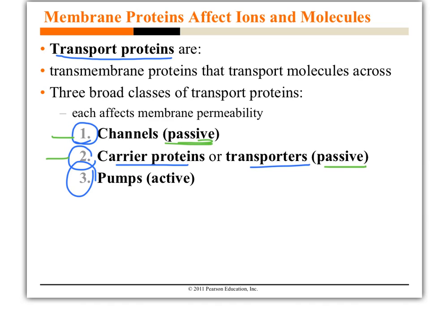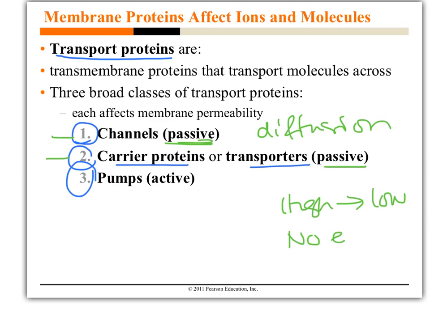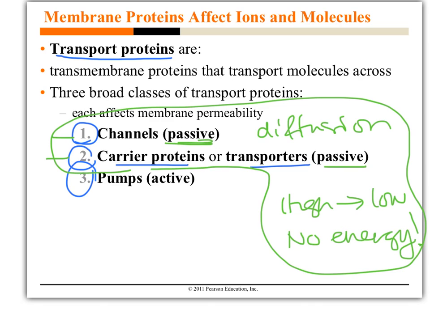So what does passive mean? Diffusion. What is diffusion? Always traveling from high to low concentrations. No energy required, right? So that is the first two.